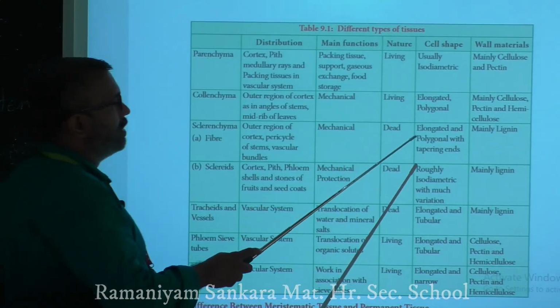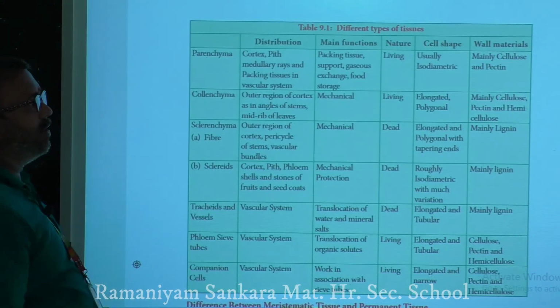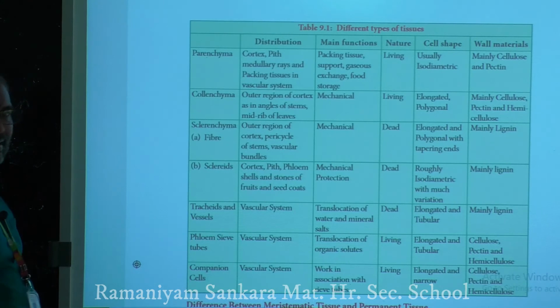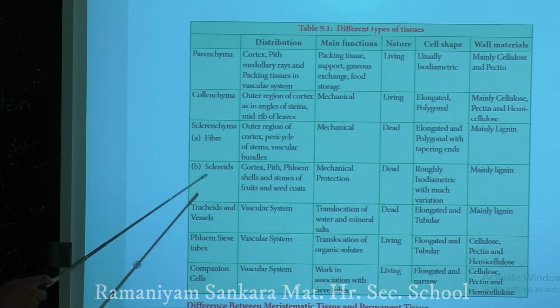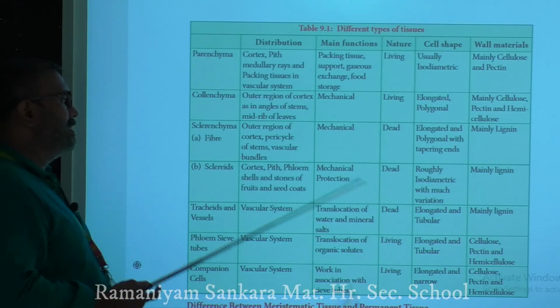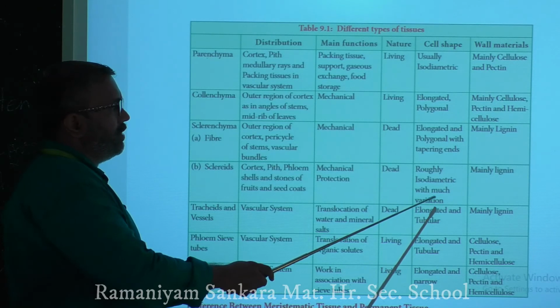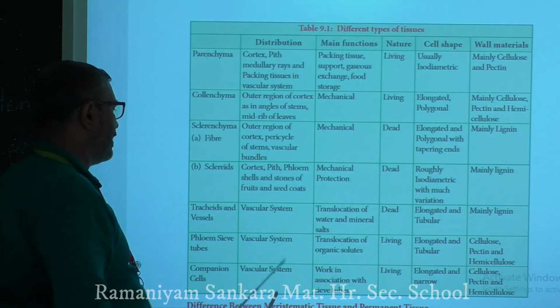Dead cells, elongated and polygonal, tapering. The cell walls are mainly lignin; the material is called lignin. Sclereids are found in the cortex, pith, phloem, and in the stones of fruits and seed coats, giving mechanical protection. Dead cells, roughly isodiametric with much variation, mainly lignin.